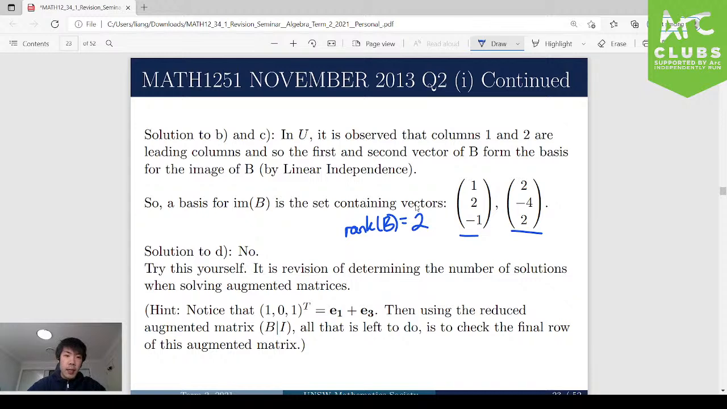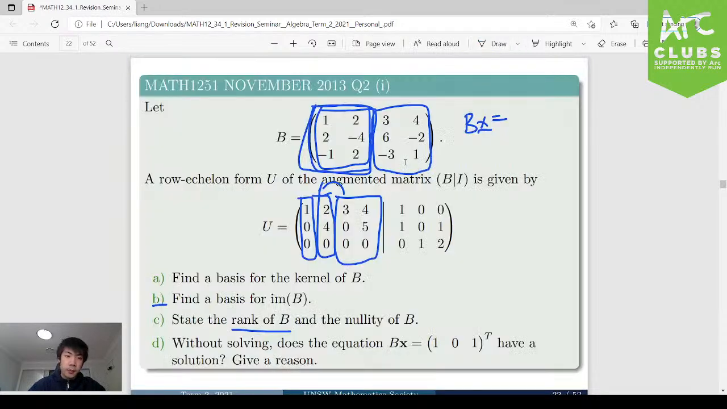Now, finally, we're going to have a look at part D. Part D asks us, without solving, does the equation Bx equal to (1, 0, 1) transpose have a solution? This transpose sign is basically saying we look at the column vector 1, 0, 1, and give a reason.